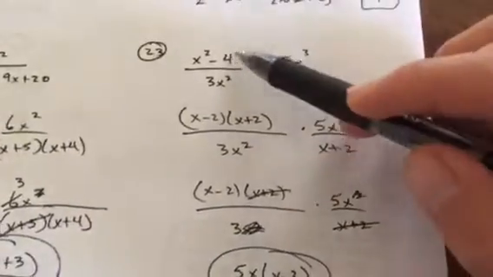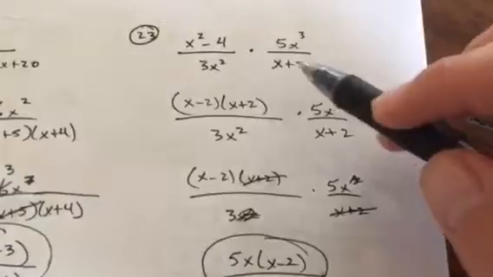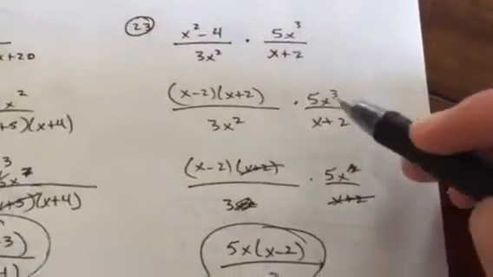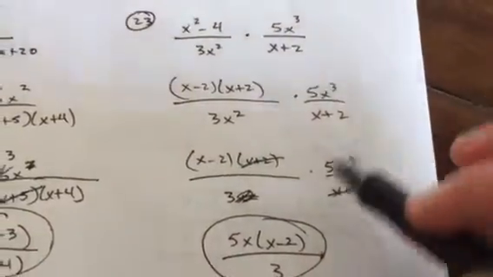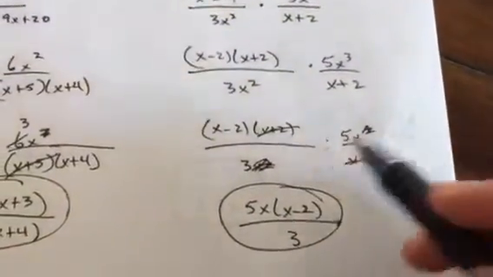Then on 23, difference of two perfect squares. That's how it factors. The x plus 2's cancel. 3x is north, 2 south, so those two cancel with that one. 5x times x minus 2 all over 3. All right, and that's really, for some of us, the harder page.